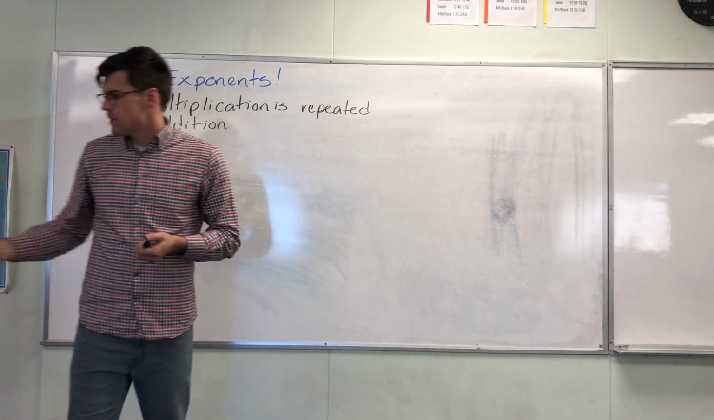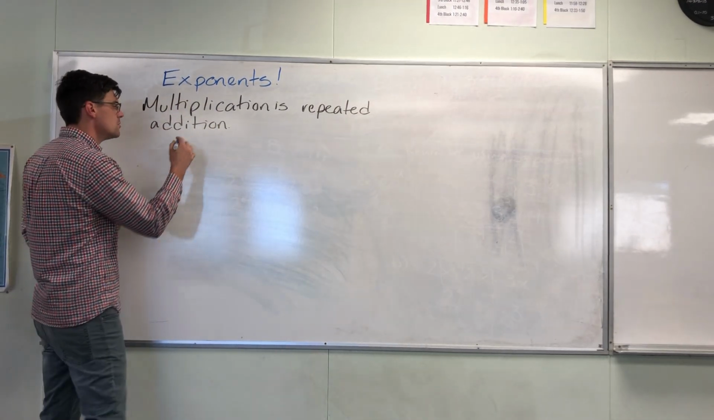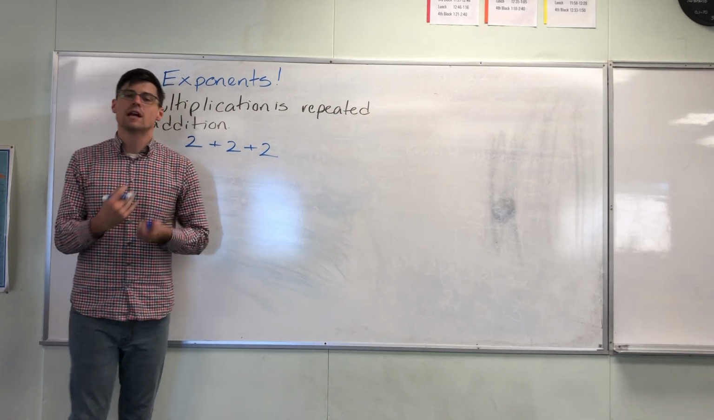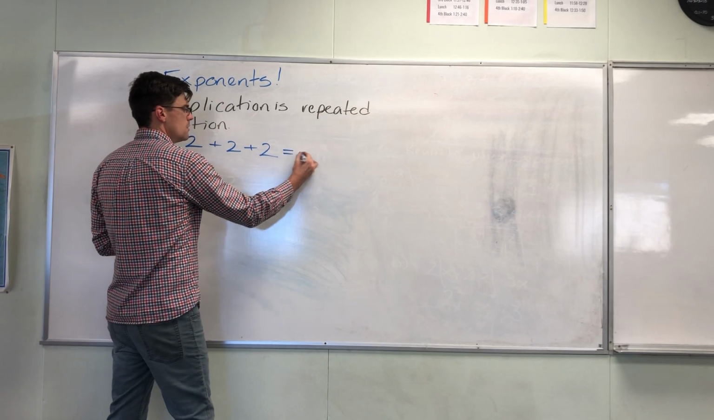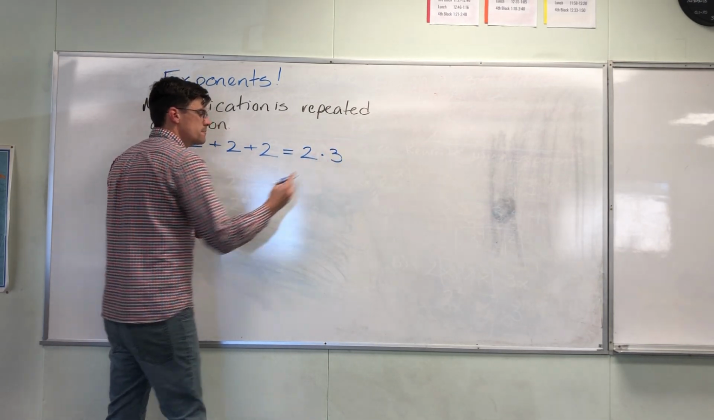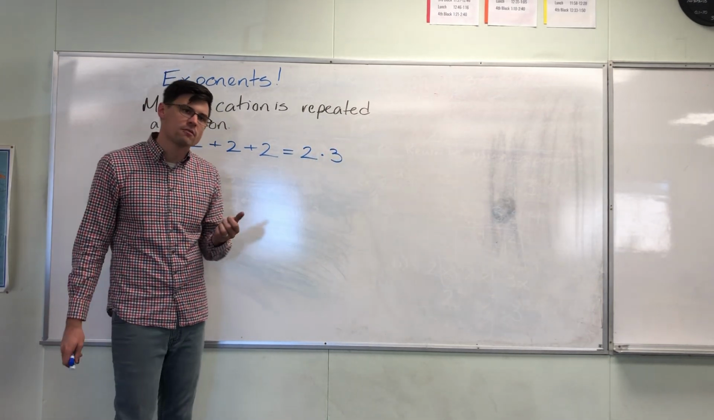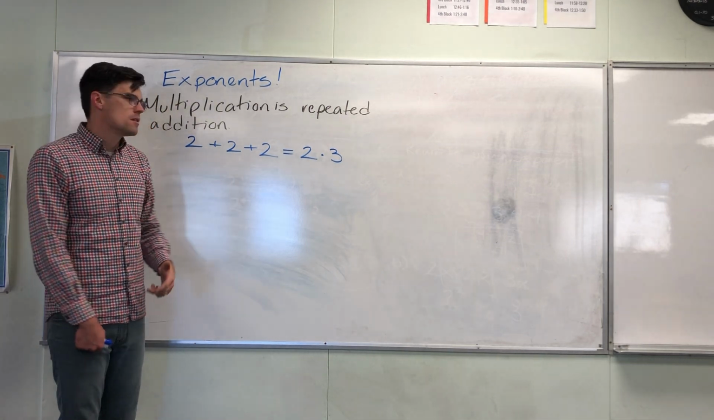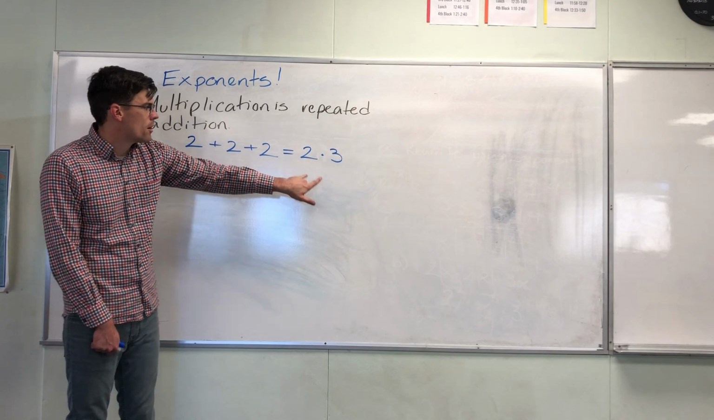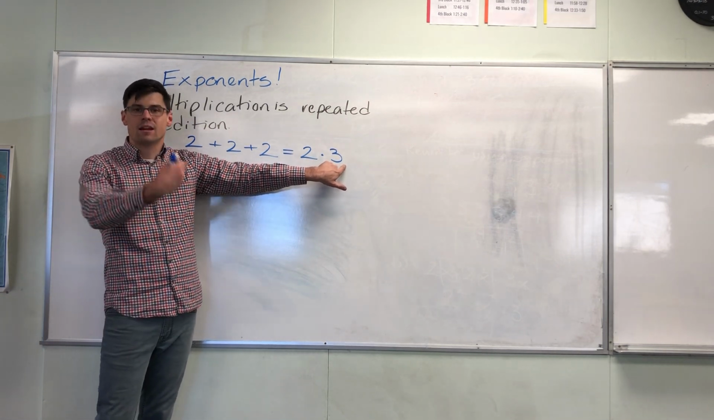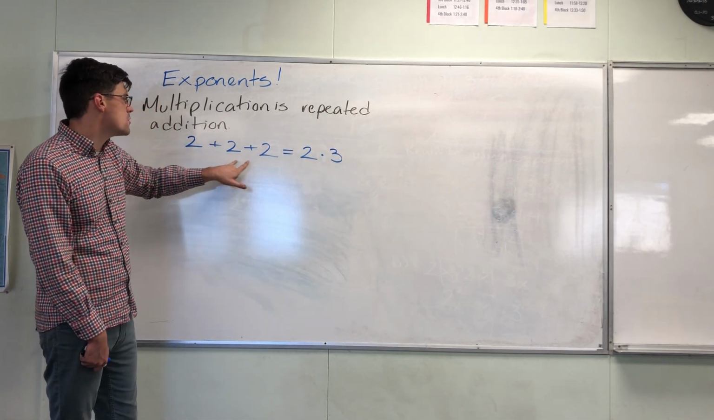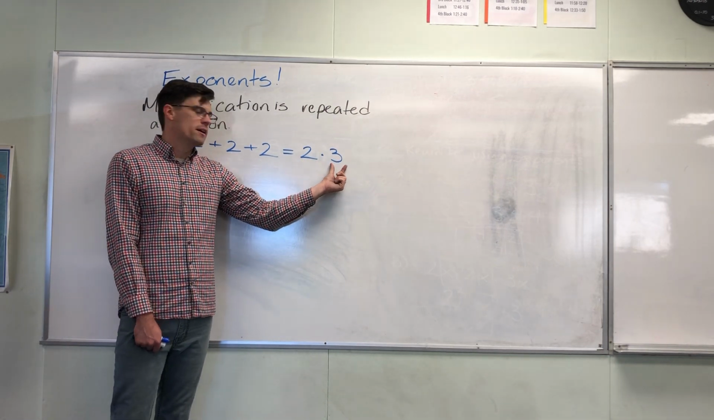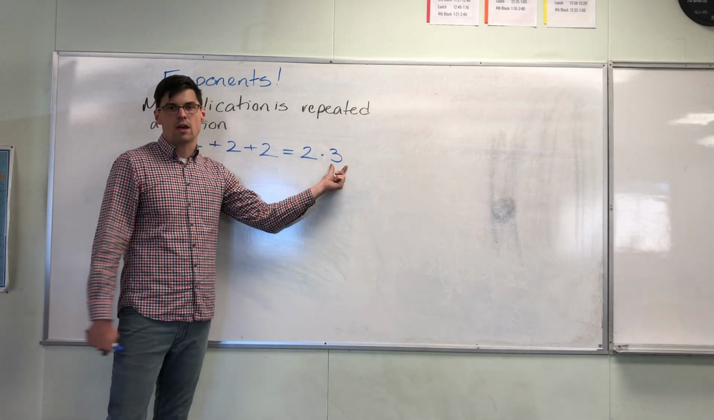So if I write something like 2 plus 2 plus 2, we know that I could write this as simply 2 times 3. So we know that if I add a number to itself a certain number of times, then I can just simply multiply that number by the number of times I'm adding it. So if I have 3 2's being added together, then I have the number that's being added multiplied by how many numbers are being added together.